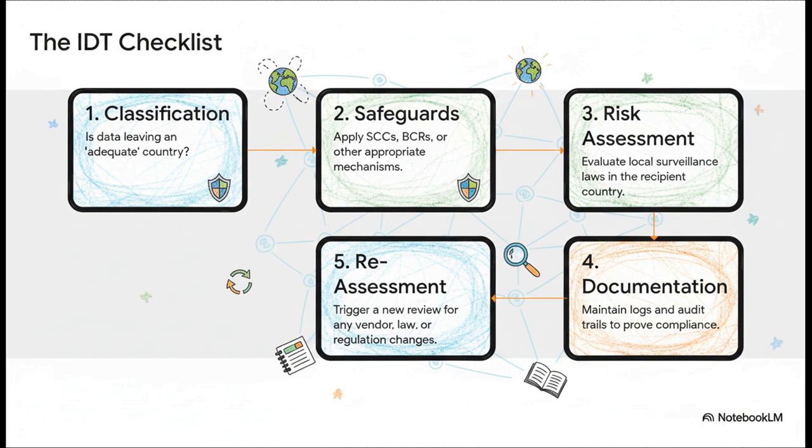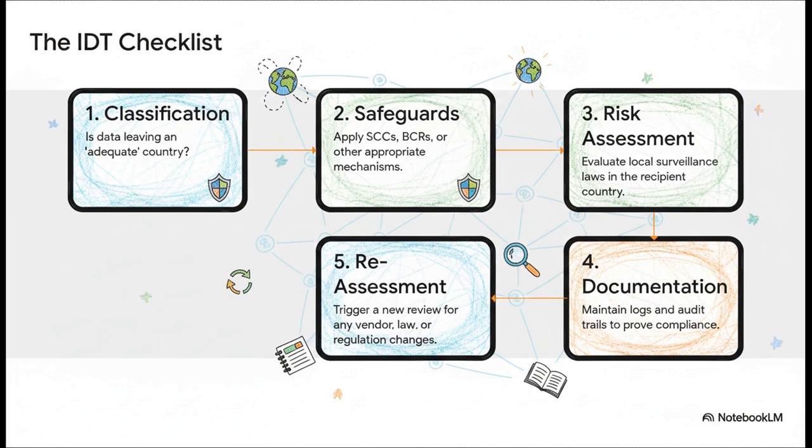So, first up, transfer classification. This is your starting line, and it's absolutely critical. You've got to figure out if you're sending personal data outside a country that's considered adequate. And why is this so important? Well, if you get this wrong, your entire transfer is non-compliant from the get-go. You've failed before you've even started.